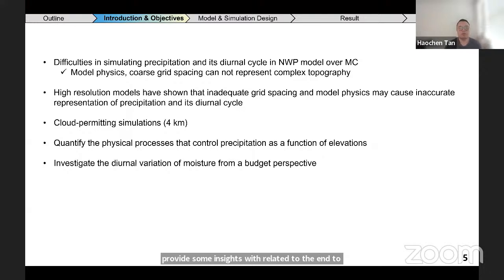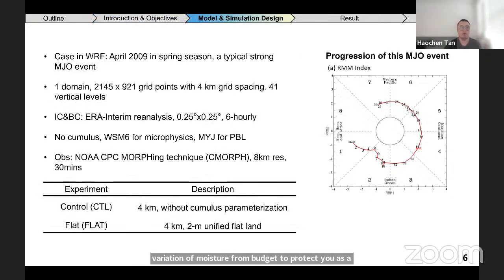So our objective is quantifying the physical processes that control the atmospheric moisture as a function of elevation. We also want to investigate the diurnal variation of moisture from a budget perspective as a function of elevation. We focus on a period where a strong MJO event passed through the maritime continent in April 2009.